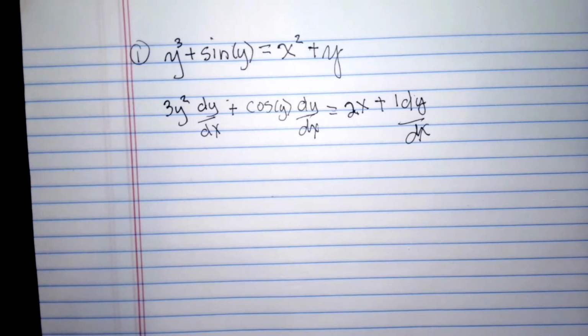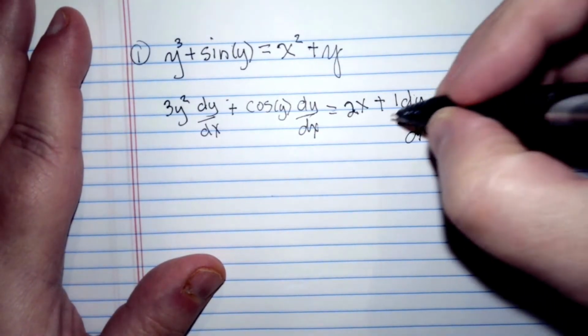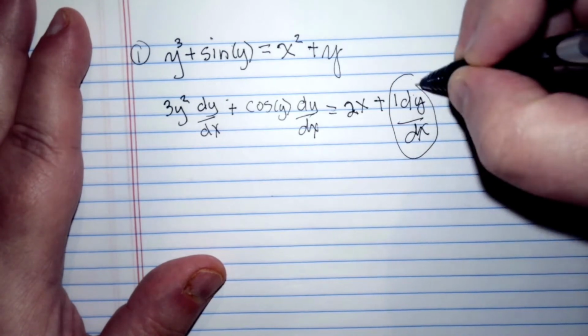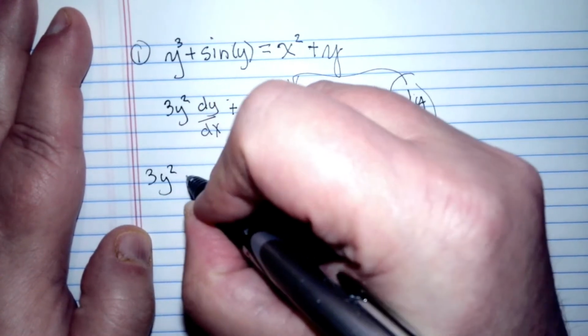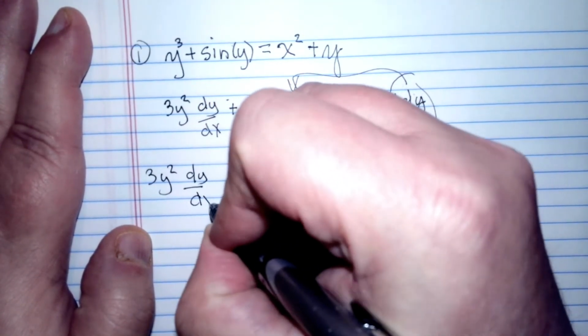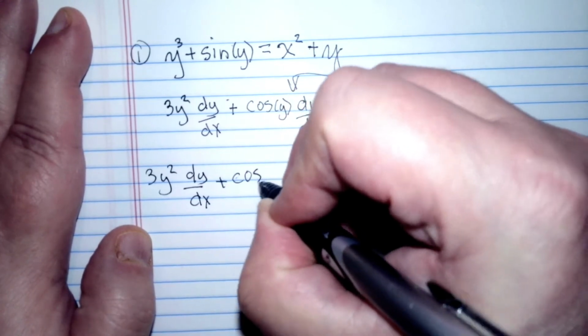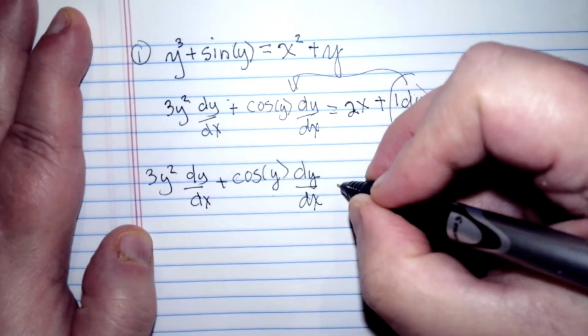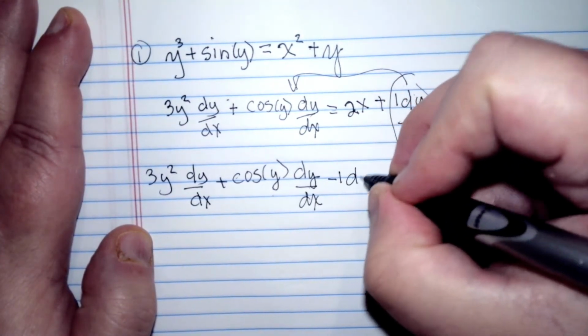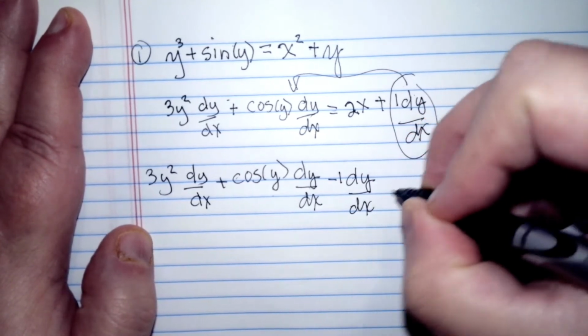Now, what we need to do is solve for dy dx. So you need to collect all the terms with dy dx on one side and all the terms without dy dx on the other side. In this case, take this term and move it over here. And that'll give us 3y squared dy over dx plus cosine of y dy over dx minus 1 dy over dx equals 2x.